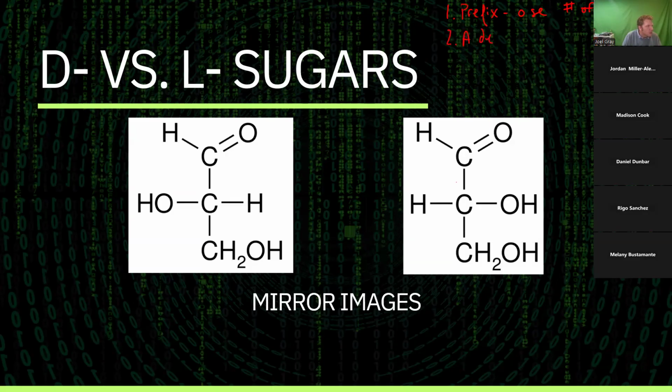There's that. Aldehyde versus ketone. And these two things can be combined. So on the left-hand side, that's an aldehyde, so that's an aldose. And it has 3 carbons. So we call this an aldotriose.